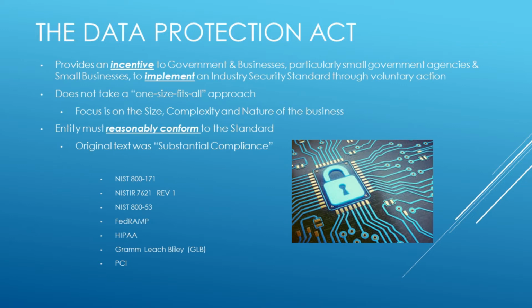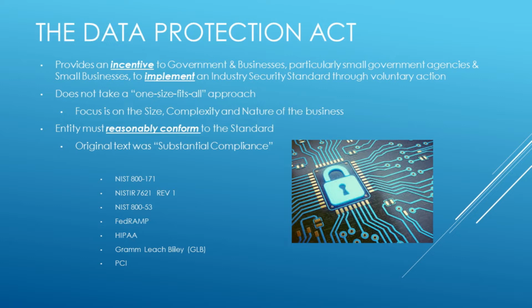All right. As I said before, this act is more of an incentive. Throughout the country, there are 14 other states that have a similar act. Those acts are mandated. Here in Ohio, we believe more in the carrot and stick. We want to provide an incentive to businesses and small government agencies to implement an industry security standard through voluntary action. If so, then that entity must reasonably conform to the standard to obtain the affirmative defense.